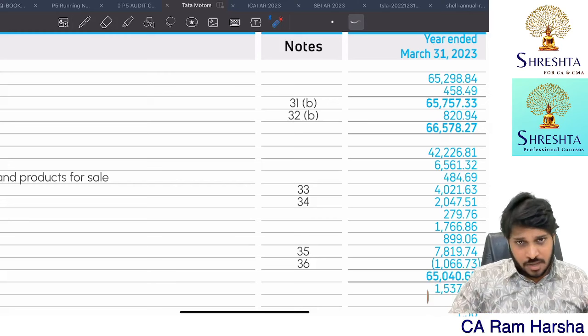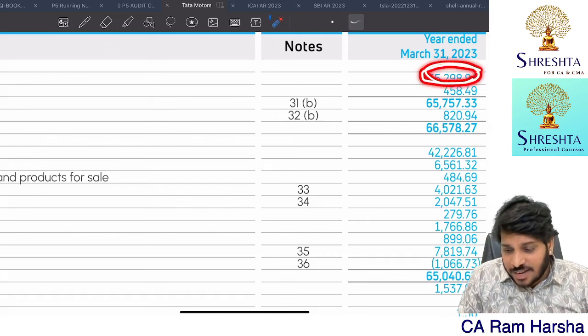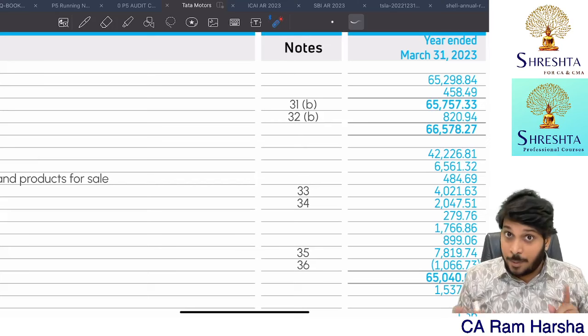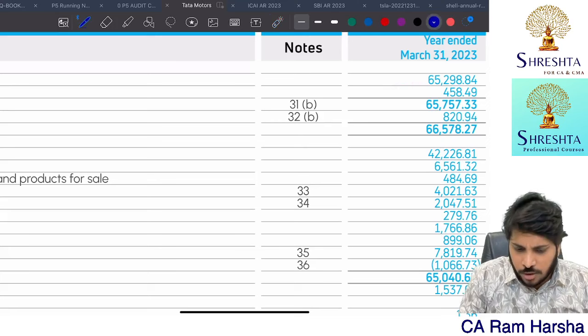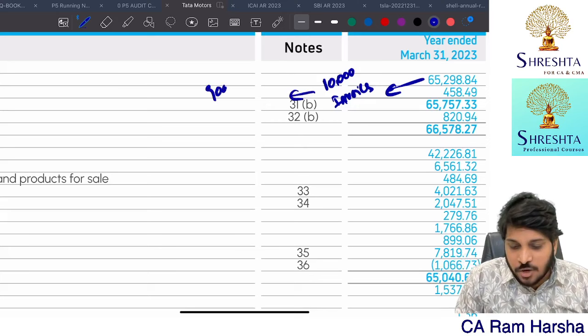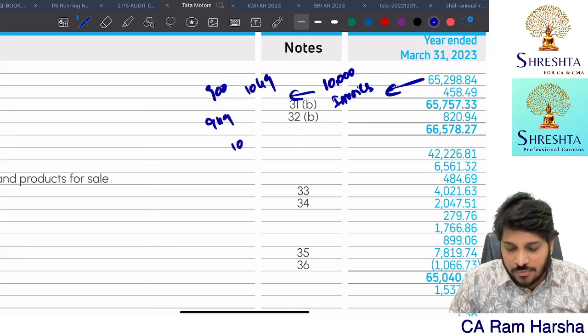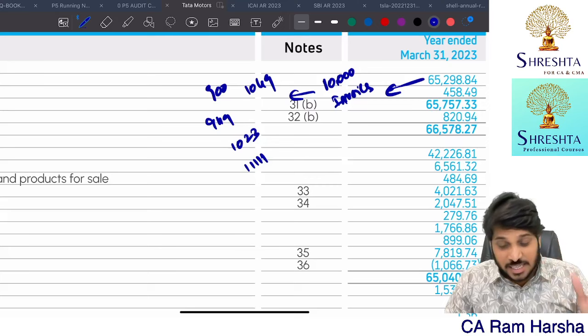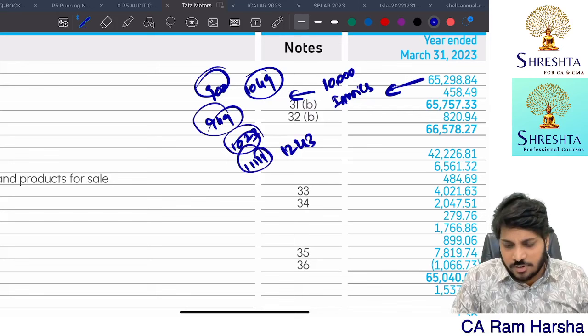See, I know very well, entire 65,000 crore I cannot verify. 100% how come I verify? Inherent limitation. But whatever invoice I asked, the 65,000 crore is divided into 10,000 invoices. I randomly asked management, give me 900th invoice, give me 949 invoice, give me 1049 invoice, give me 1023 invoice, 4 months invoice, give me 1243 invoice. So I asked various invoices, different numbers. Whatever number of invoice I asked, that number they gave me.